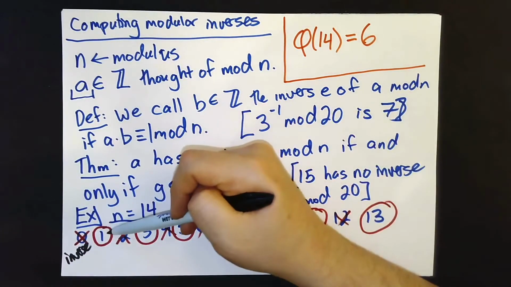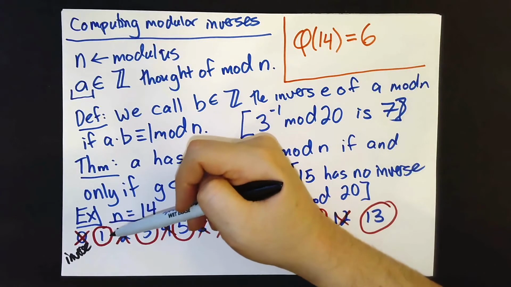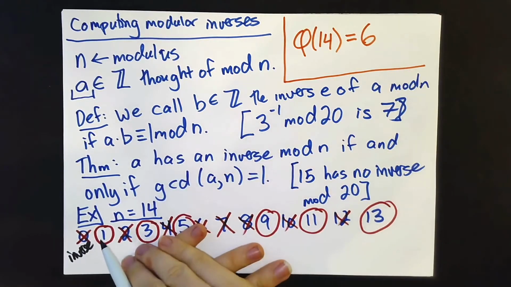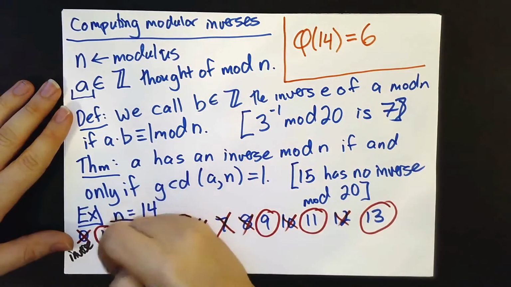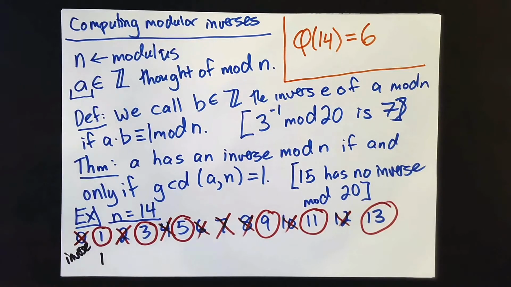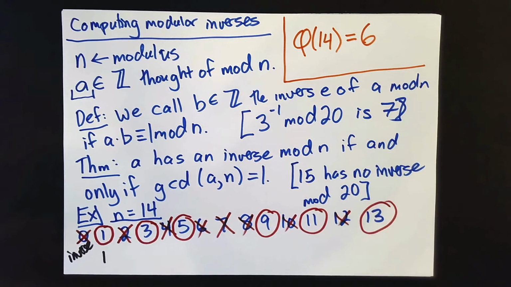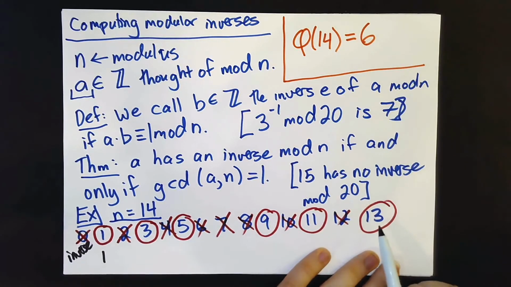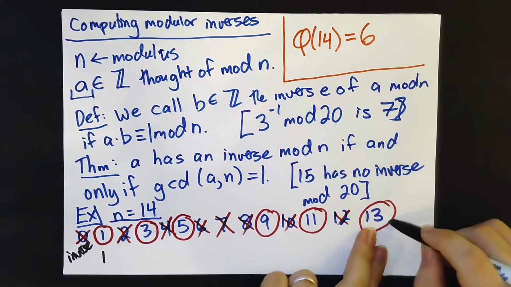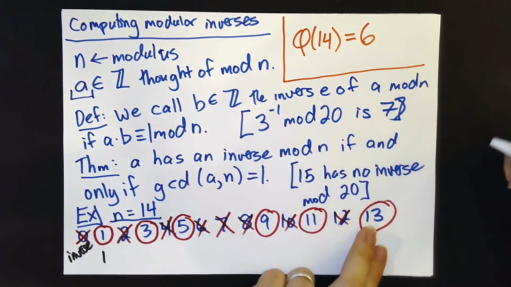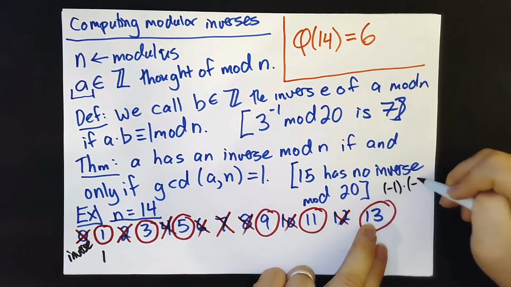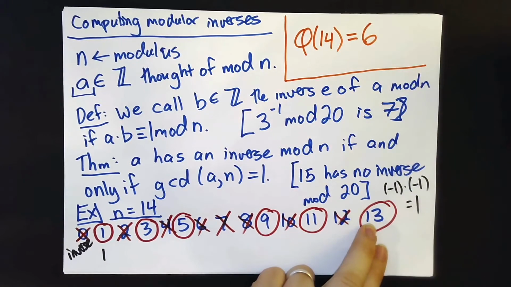So for 1, when I'm looking for 1's inverse, I'm thinking, what can I multiply 1 by to get 1? This is not a trick question. The thing I multiply 1 by to get 1 is 1. In other words, 1 is its own inverse, and that's perfectly allowed to happen. Things can be their own inverse. In fact, there's something else that's always going to be its own inverse. Namely, if I scroll all the way down to the other side and look at this 13, 13 is minus 1 mod 14. And so if you think about it, minus 1 times minus 1, that should be 1, right?